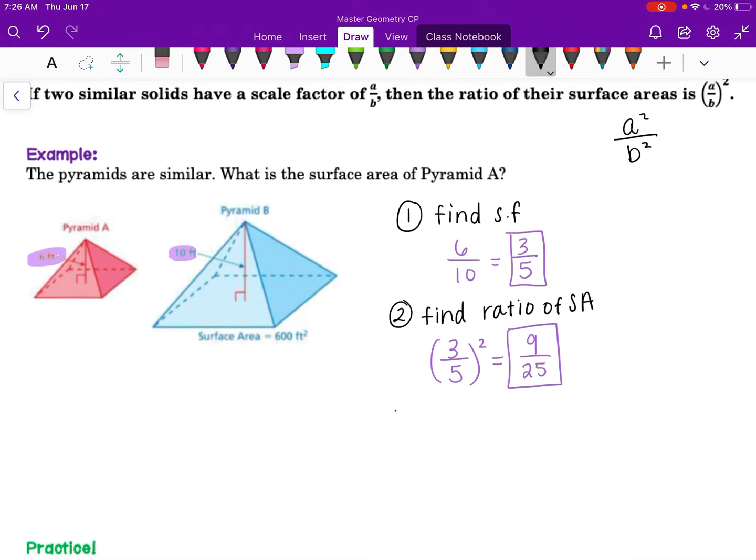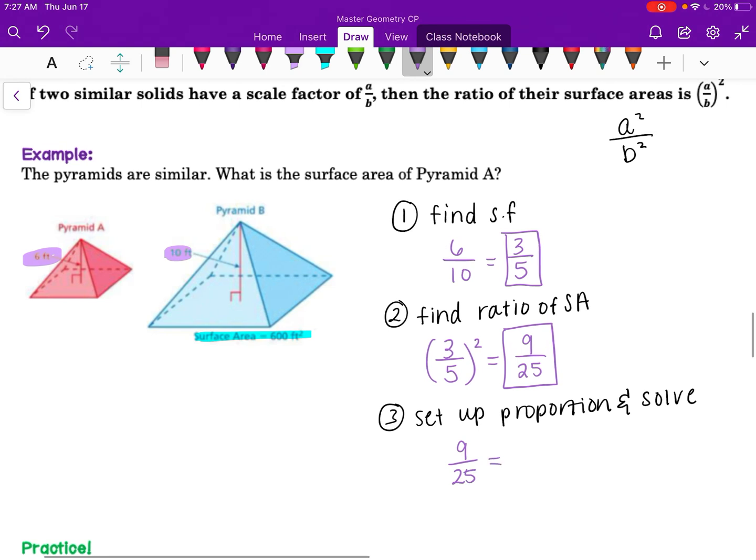Our last step, we're going to set up a proportion and solve. So in our proportion, because we're solving for a missing surface area, we're going to use the ratio of surface areas. So we have 9 over 25. We know the surface area of the larger pyramid, so that 600 feet squared is going to go on the bottom next to the 25, because that's our larger number in our ratio of surface areas. And the smaller surface area is going to go on top, our x. That's what we're solving for.